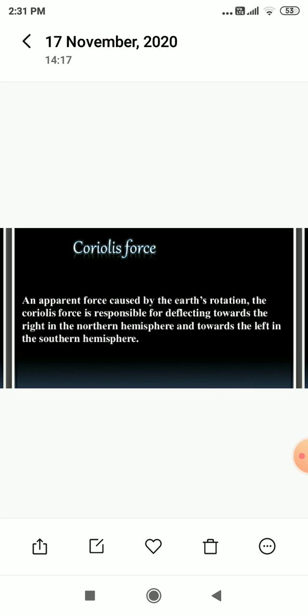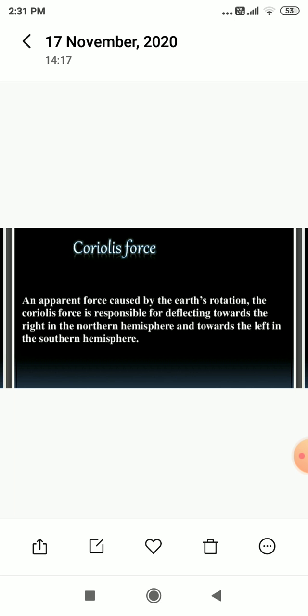Coriolis force. It is an apparent force caused by the Earth's rotation. The Coriolis force is responsible for deflecting winds toward the right in the northern hemisphere and toward the left in the southern hemisphere. This force is caused due to the rotation of the Earth. About this force, I told you in Zoom class also.